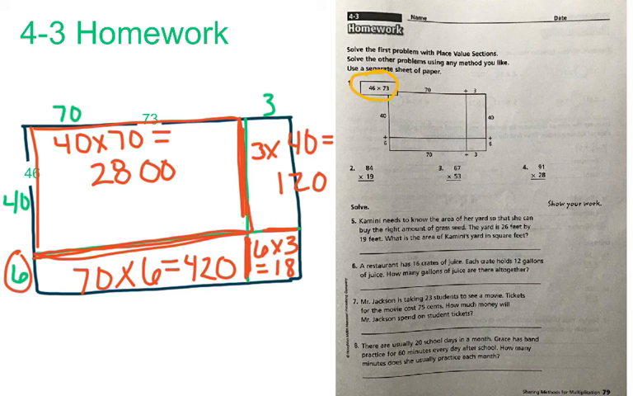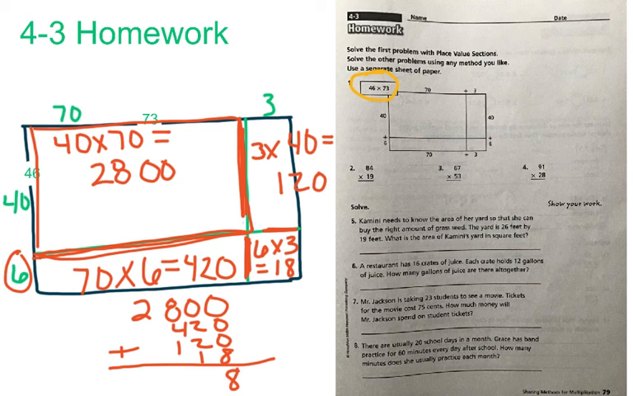And then all I have to do is add them together again. So I have 2,800, and I'm adding 420, 120, and then 18. And I can just add them up. 8 plus nothing is 8. 2 plus 2 is 4, plus 1 more is 5. 8 plus 4 is 12, plus 1 is 13. Put down my 3, carry my 1. 2 plus 1 is 3. And so my answer for the entire rectangle would be 3,358.